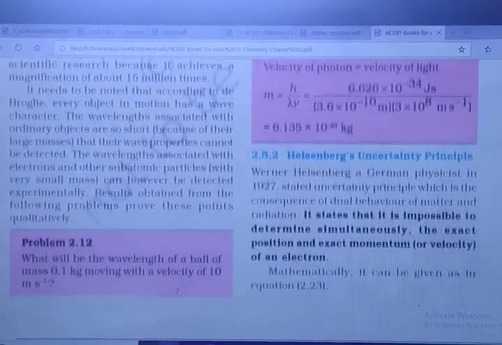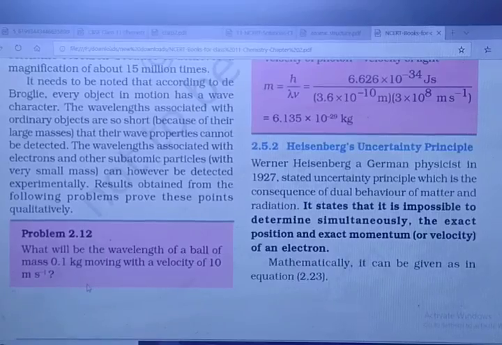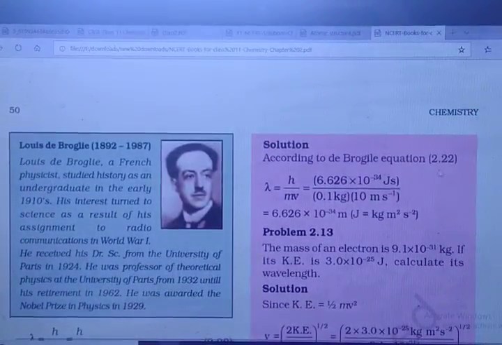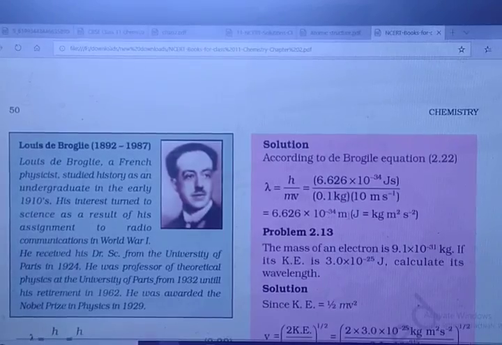What will be the wavelength of a ball of mass 0.1 kg? The m value is 0.1 kg and the v value is 10 meter per second. According to the de Broglie equation, lambda is equal to h by mv. The value of h, Planck constant, is 6.626 into 10 to the power minus 34 joule second, mass is 0.1, v is 10 meter per second. So 0.1 into 10 cancels, and we get 6.626 into 10 to the power minus 34 meter, because the SI unit of lambda is meter.